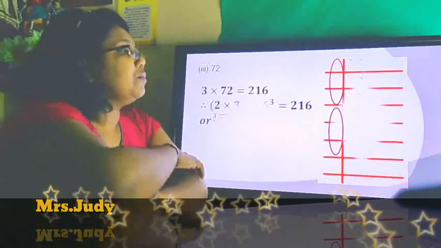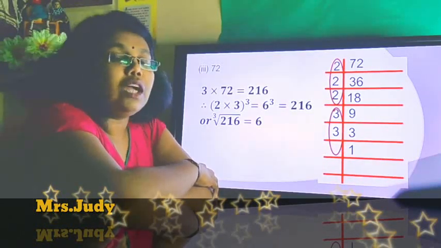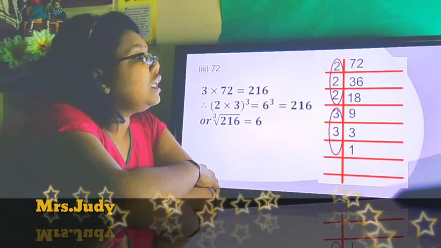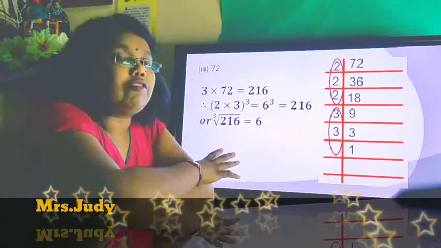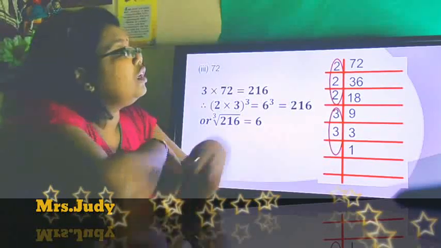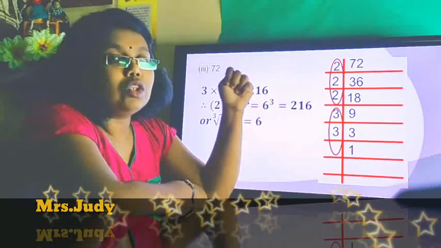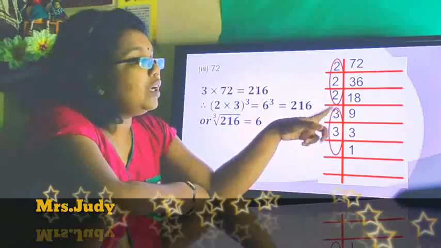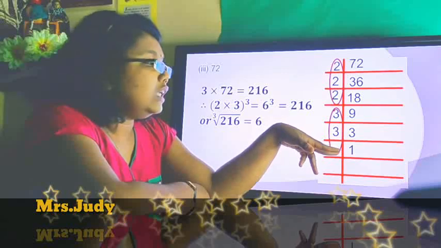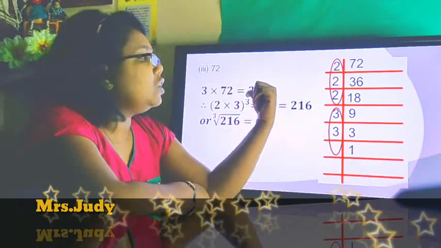Next, 72. Now 72, we already know 72 is not a perfect cube, as the question already stated that. Next step would be to make prime factorization. After prime factorization, this is what you see. Now here, as you can see, there are 3 2's, but the 3's are only 2. So what we need? One more 3, so that the group gets completed. So to get that 3 there, we have to multiply the 72 by 3. Now 72 multiplied by 3 is 216.